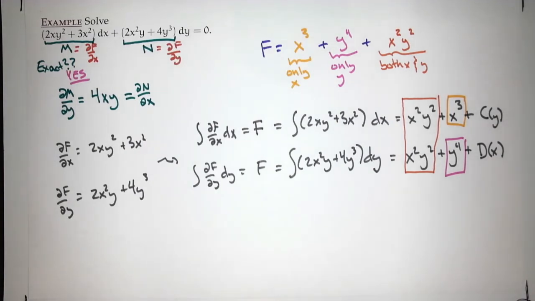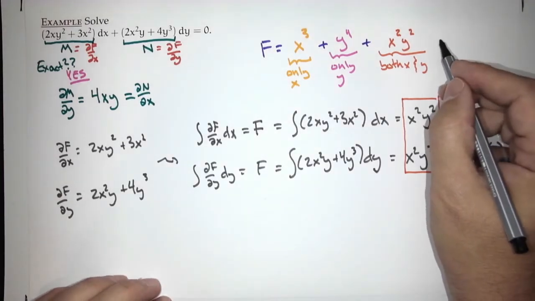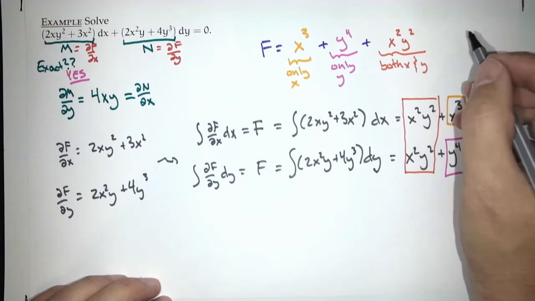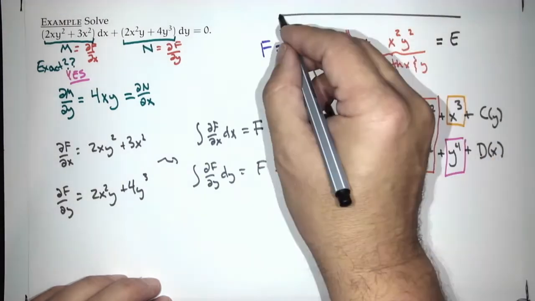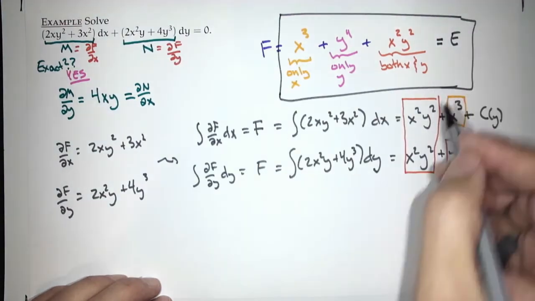Are we done? What are we missing? Well, our solution, yeah, plus some constant. And so in general, we're going to have that our solution will look like that.